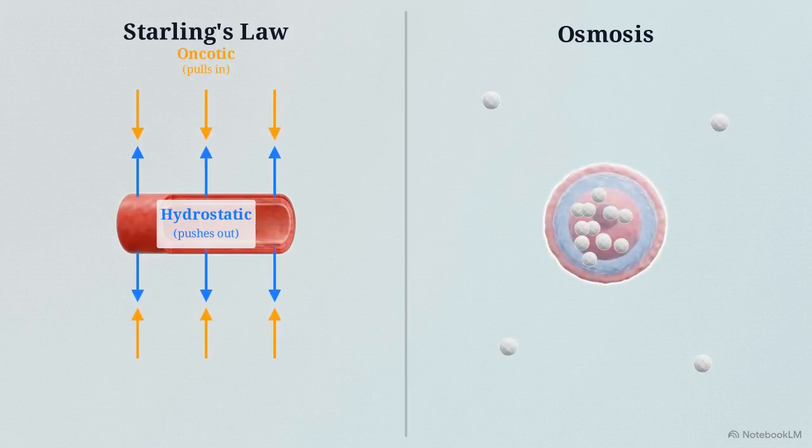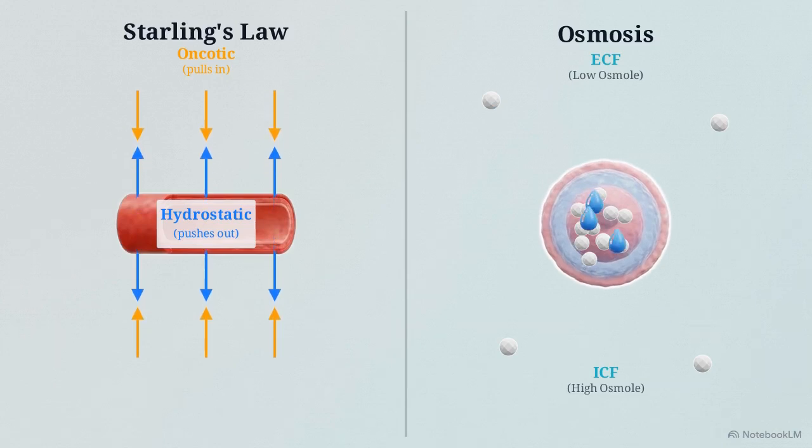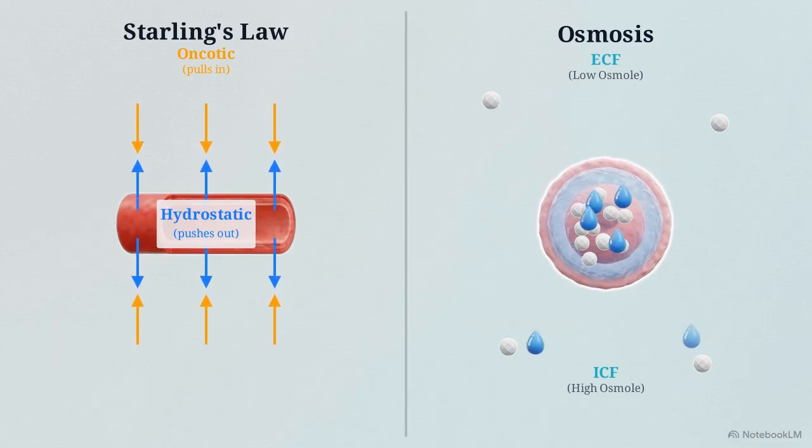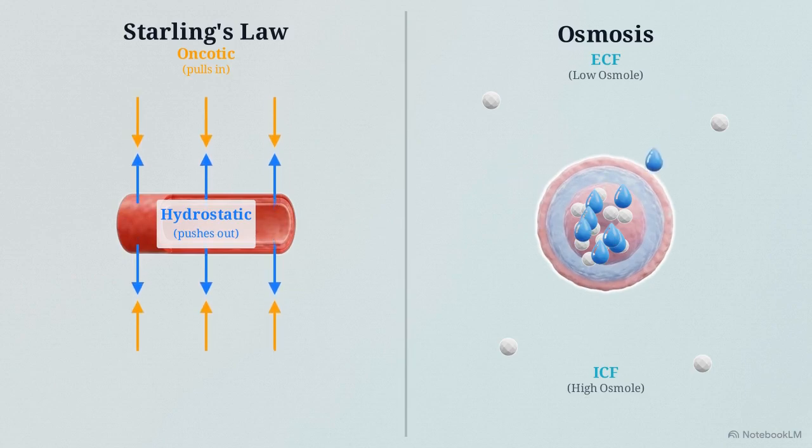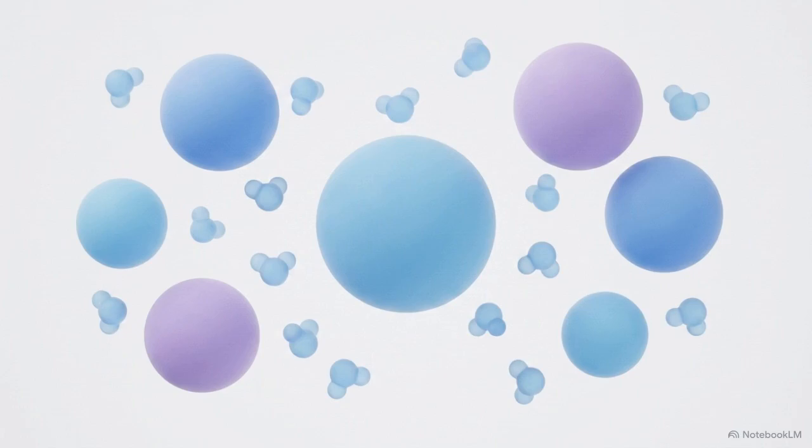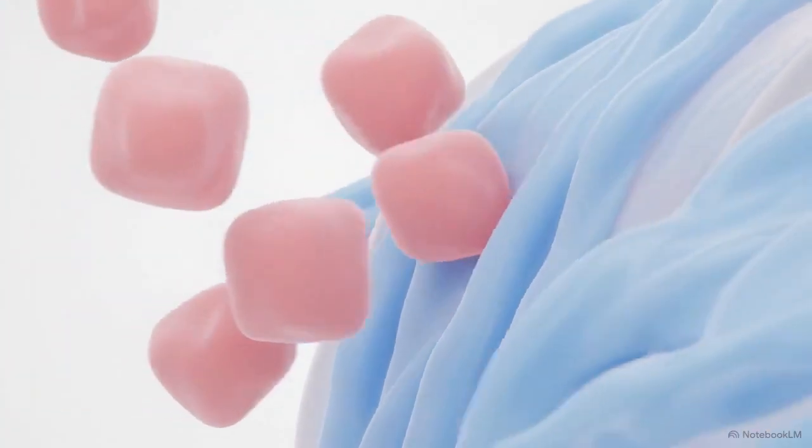Remember, osmolality is driven by small solutes at the cell membrane, while oncotic pressure relies on large proteins at the capillary wall. In short, Starling's law manages the physical volume inside the body's pipes, while osmosis dictates the actual hydration level inside the cells themselves.